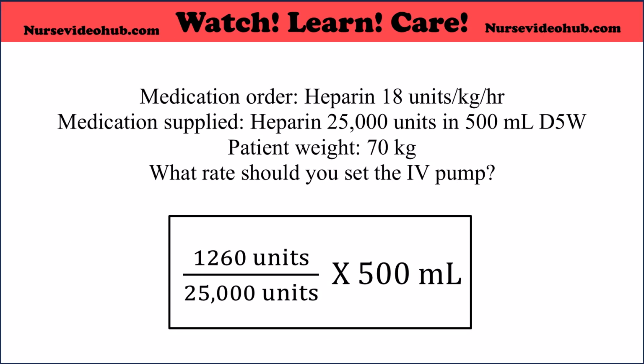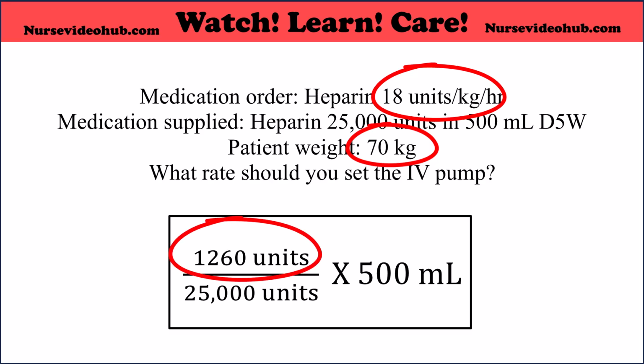Fill in the formula components. The quantity of the supplied medication is 500 milliliters. Place that in the formula. The desired or prescribed amount is 18 units per kilogram. Calculate the dose by multiplying the 18 units by the patient's weight of 70 kilograms. The desired is 1,260 units per hour. Place that in the formula.